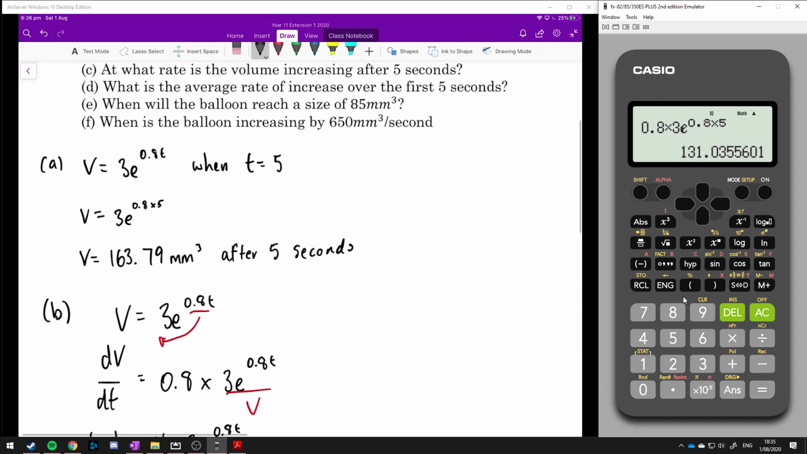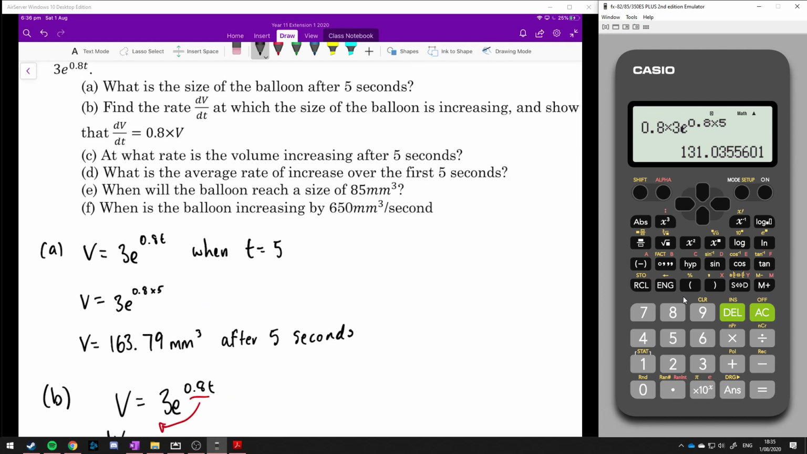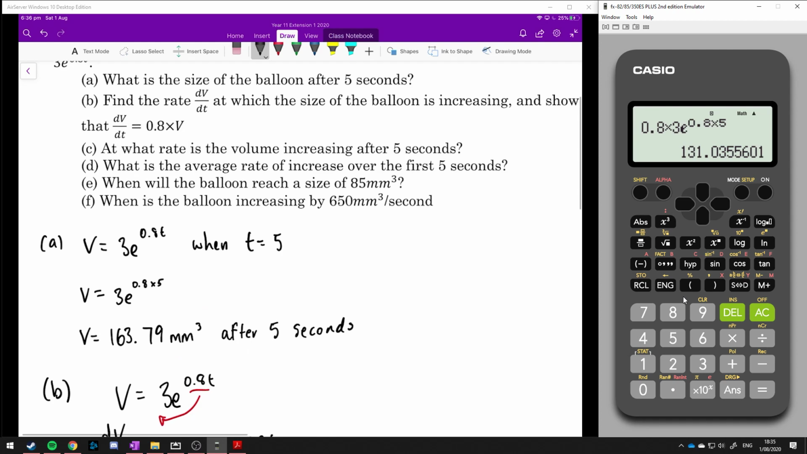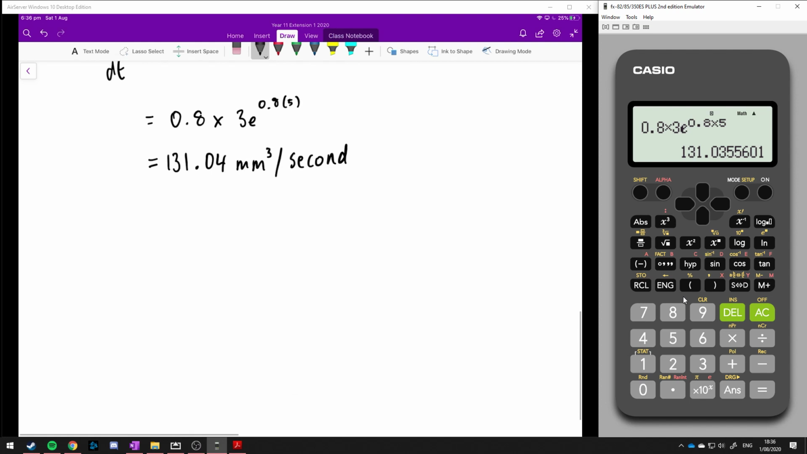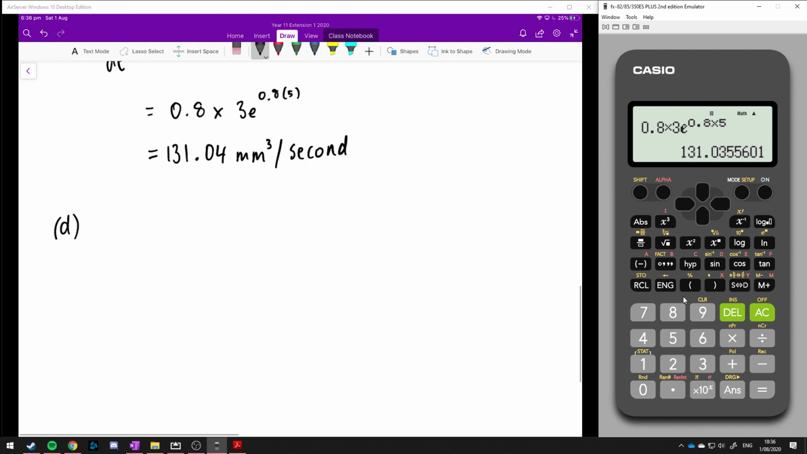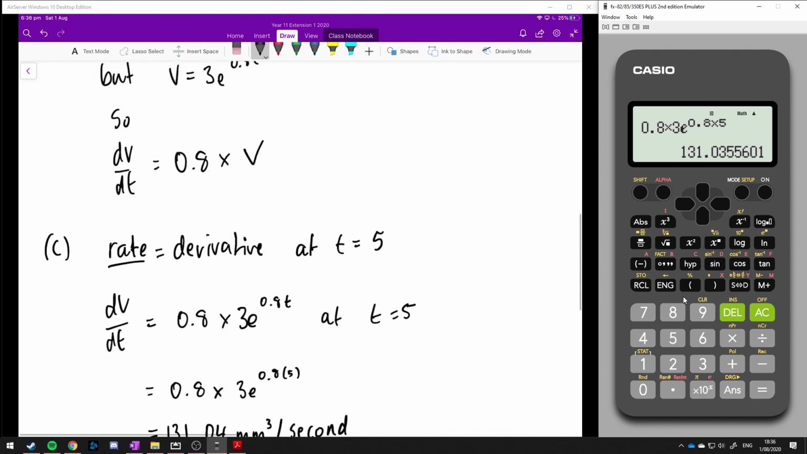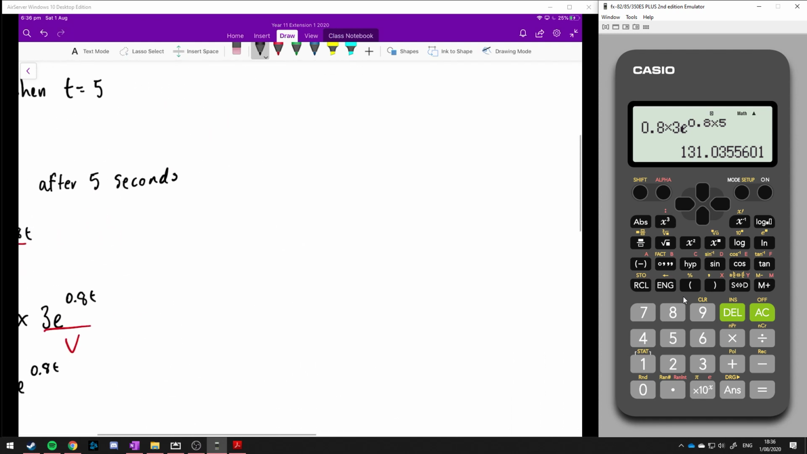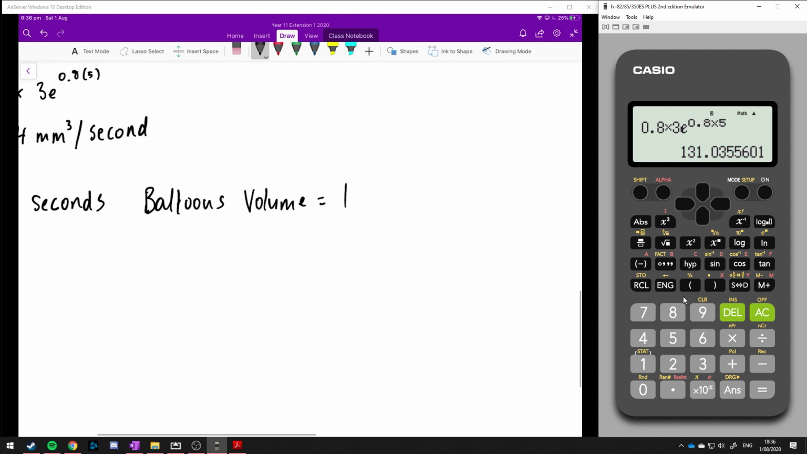But remember, as it's an exponential, the rate is going to be changing depending on what time you are blowing at. Part D is what is the average rate of increase over the first 5 seconds? So we know that after 5 seconds, the balloon's volume is equal to 163.79 millimeters cubed.